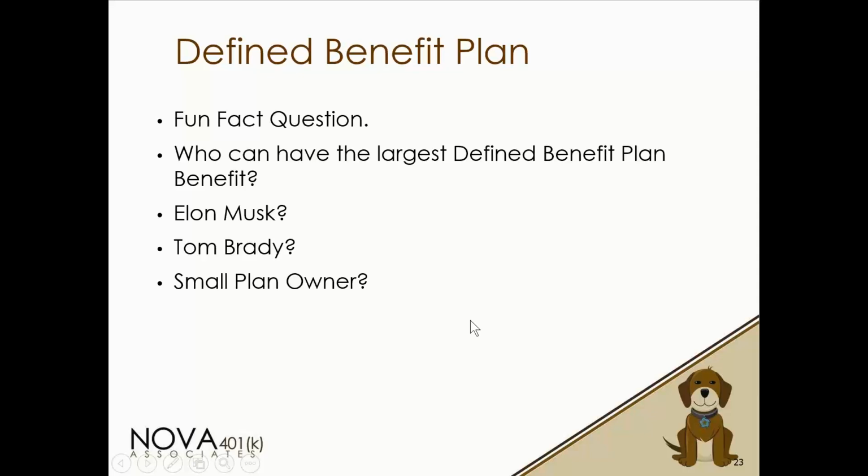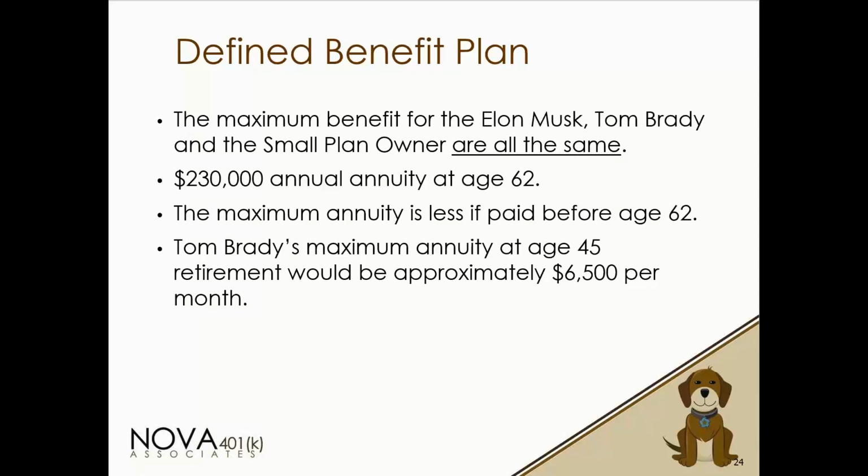And the answer is the maximum benefit for Elon Musk, Tom Brady, and the small owner are all the same. It's the $230,000 annual annuity at 62. The maximum annuity amount is less if paid before 62, and more if paid after 65. Just for example, Tom Brady's maximum annuity at 45, what is he, 40 years old now? If he works another 5 years, he could retire with a $6,500 a month pension. That's the maximum under IRS.